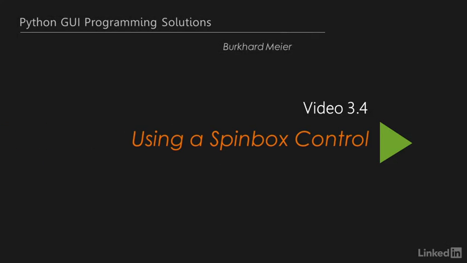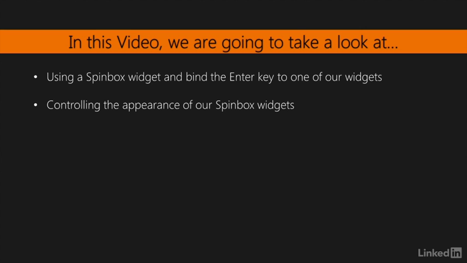In the previous video, we looked at customizing the properties of our tkinter window form. In this video, we will use a Spinbox widget. We will also bind the Enter key on the keyboard to one of our widgets. Then, we'll control the appearance of our Spinbox widgets.